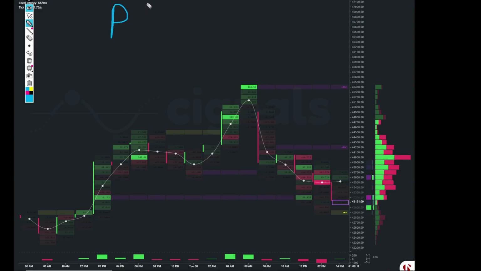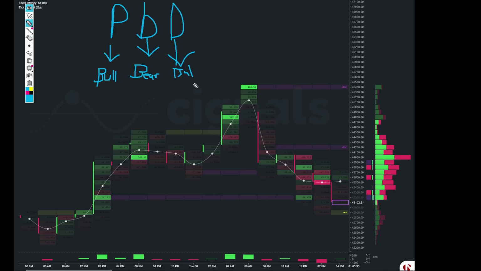You have a P shape, a B shape, and a D shape. These are the three basic profile setups that determine skewness. We can determine skewness by knowing that a P-shaped profile represents a bullish skew, bull. A B-shaped profile represents a bearish skew, bear. And a D-shaped profile represents a balanced profile, balance, right?